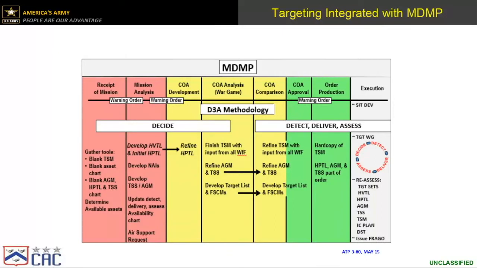At warfighter exercises, the common after-action comment is that this lack of synchronization becomes evident during the deliver phase when the targeting cycle for the exercise normally begins.